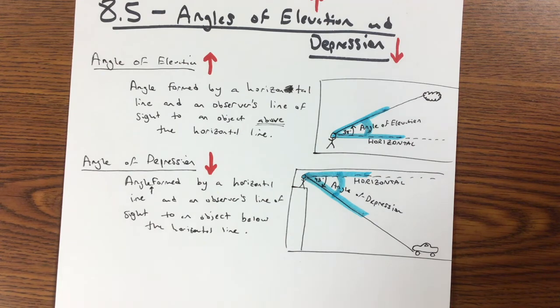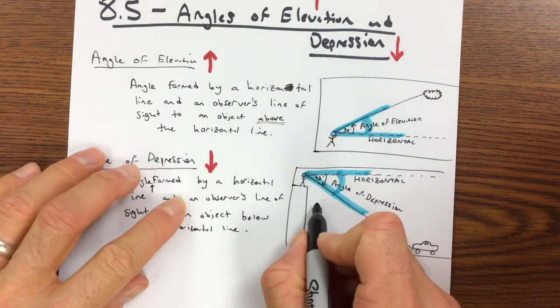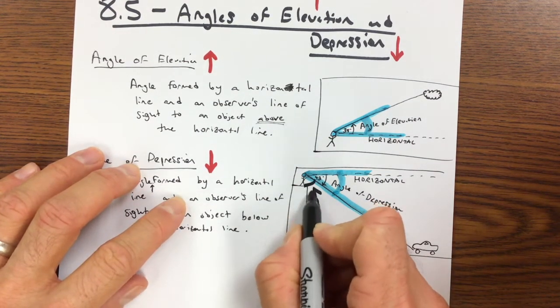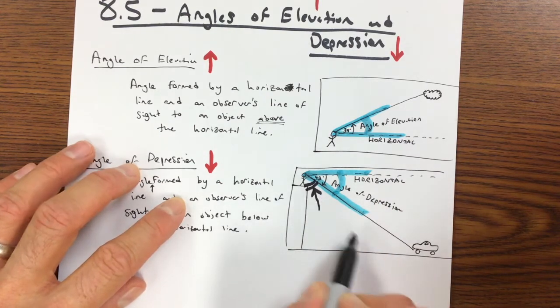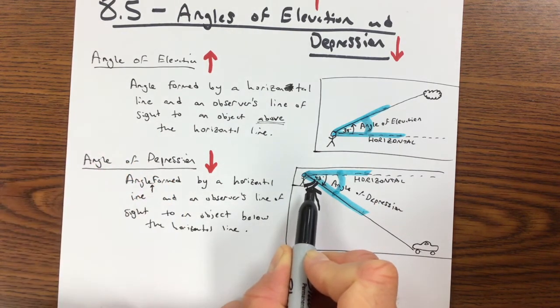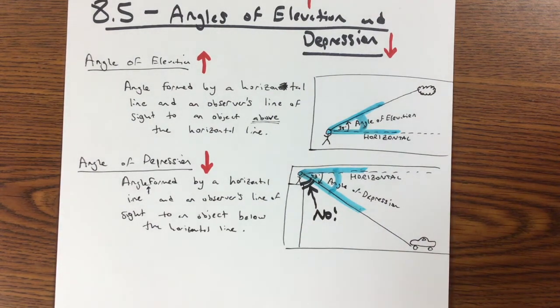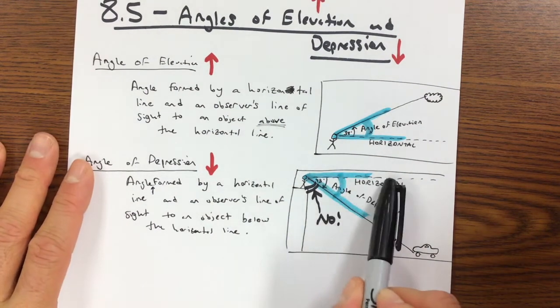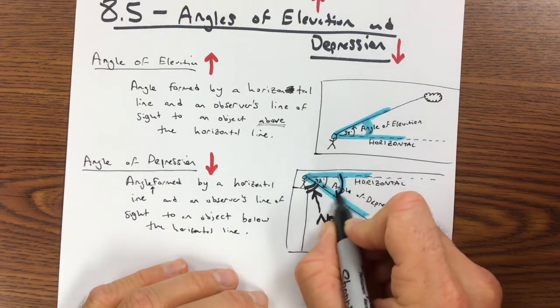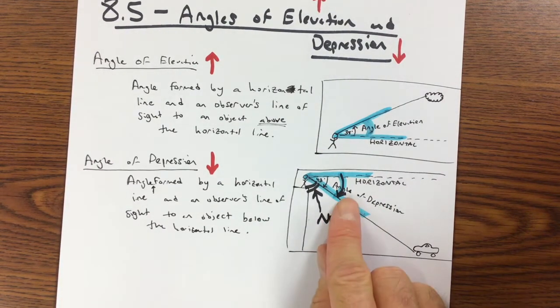For some reason, I don't know why, kids always think that this angle right here is the angle of depression, because they see an angle and think, yeah, that looks good, that's the angle of depression. No, that is not your angle of depression. Angle of depression always starts at the horizontal and goes down. So just keep that in mind. I'm going to show you an example.